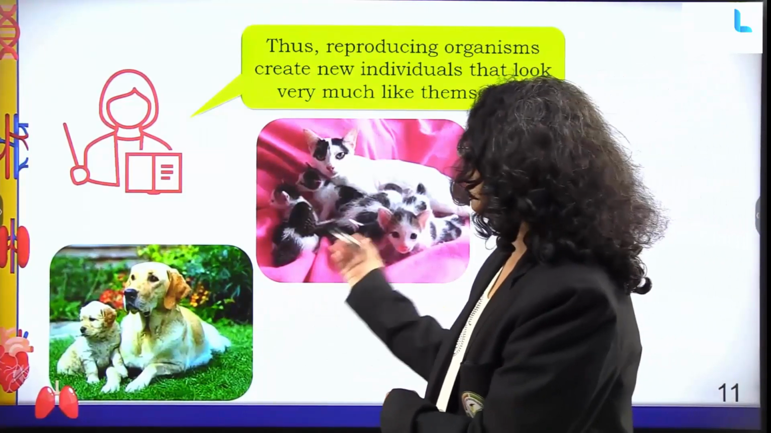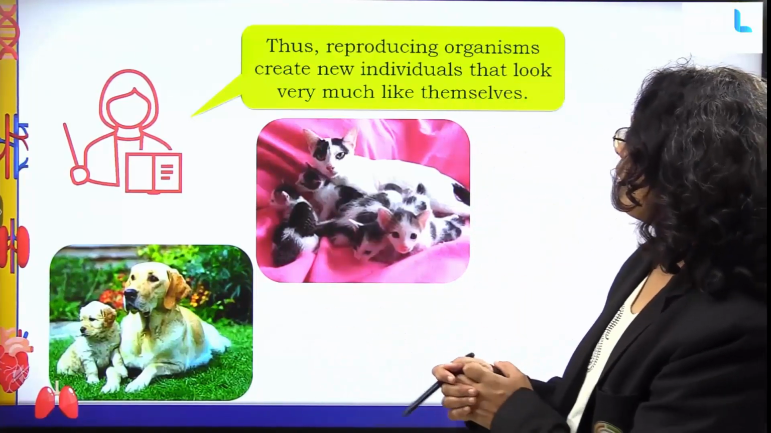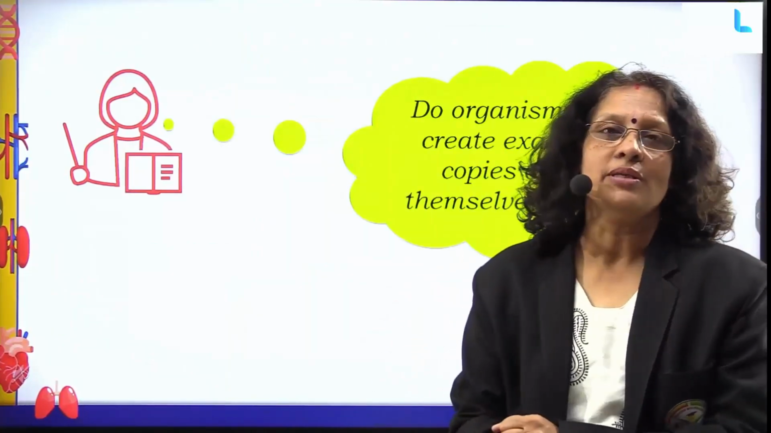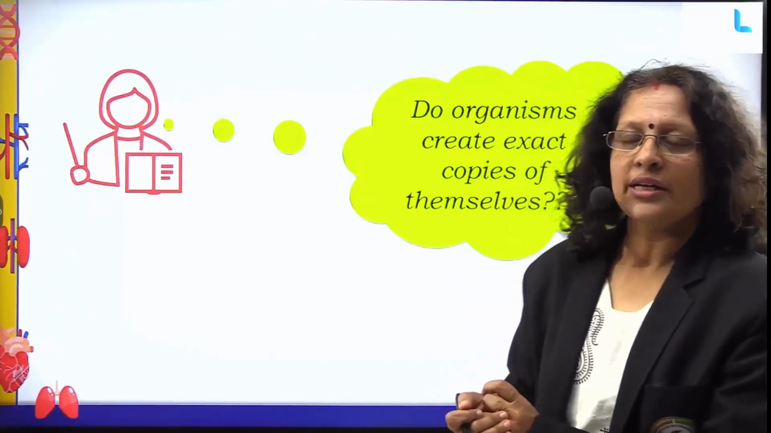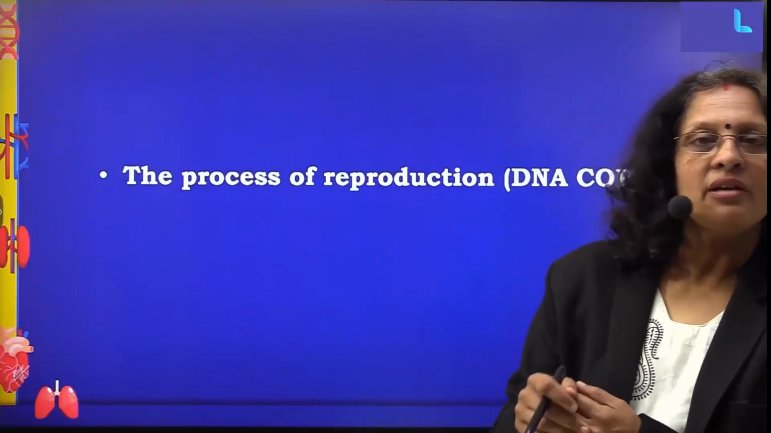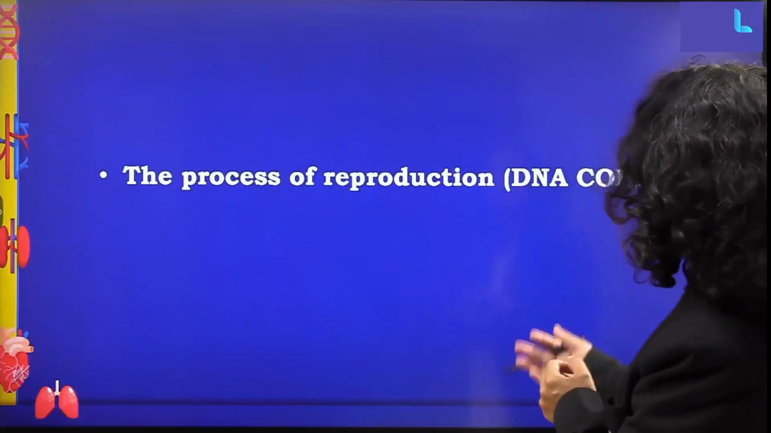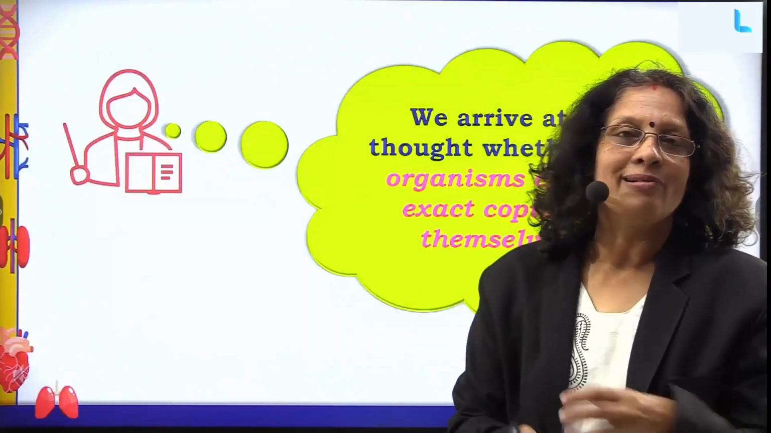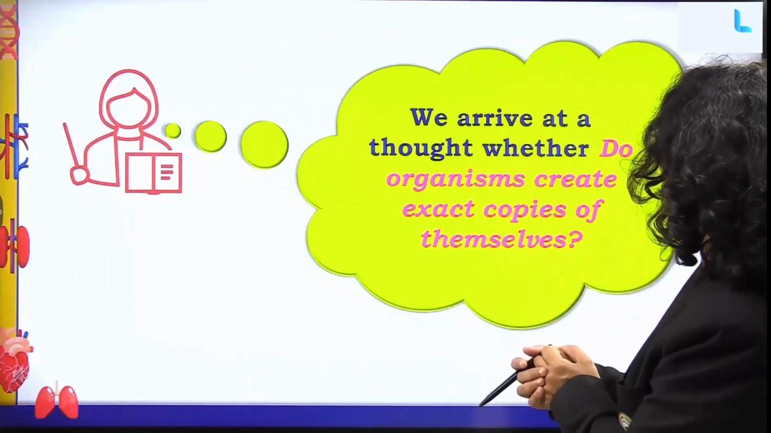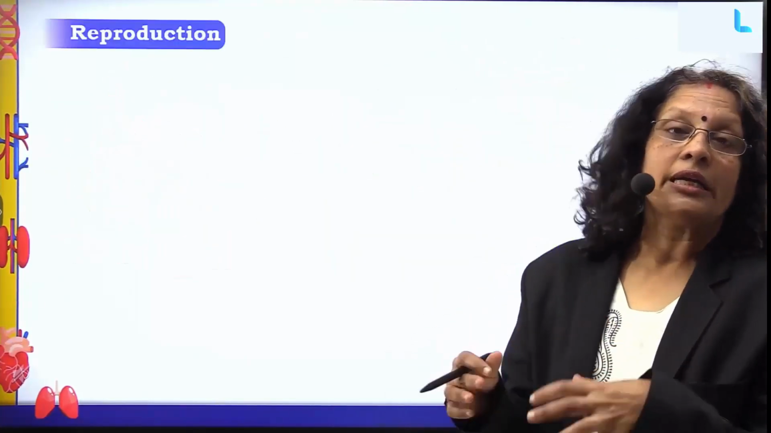We can see here the pups of cats and dogs: reproducing organisms create new individuals. Do organisms create exact copies of themselves? Yes, they try to create exact copies, meaning all the mechanisms in the body, the organs, everything will be the same. Looks might sometimes differ because of genes. The process of reproduction involves DNA copying. So we arrive at the thought of whether organisms create exact copies of themselves.